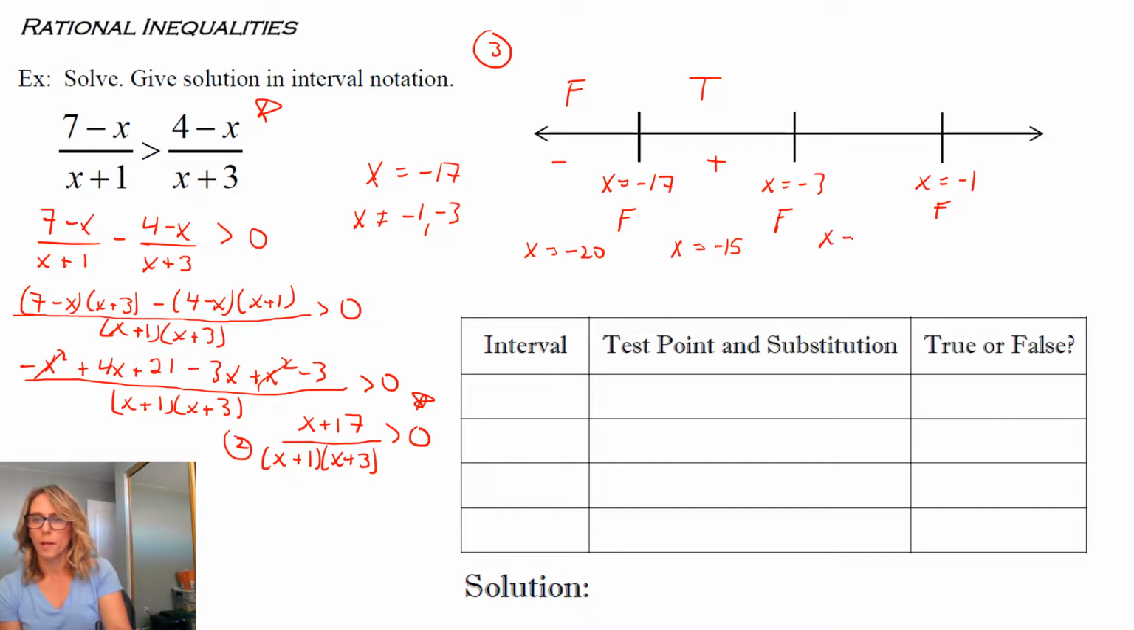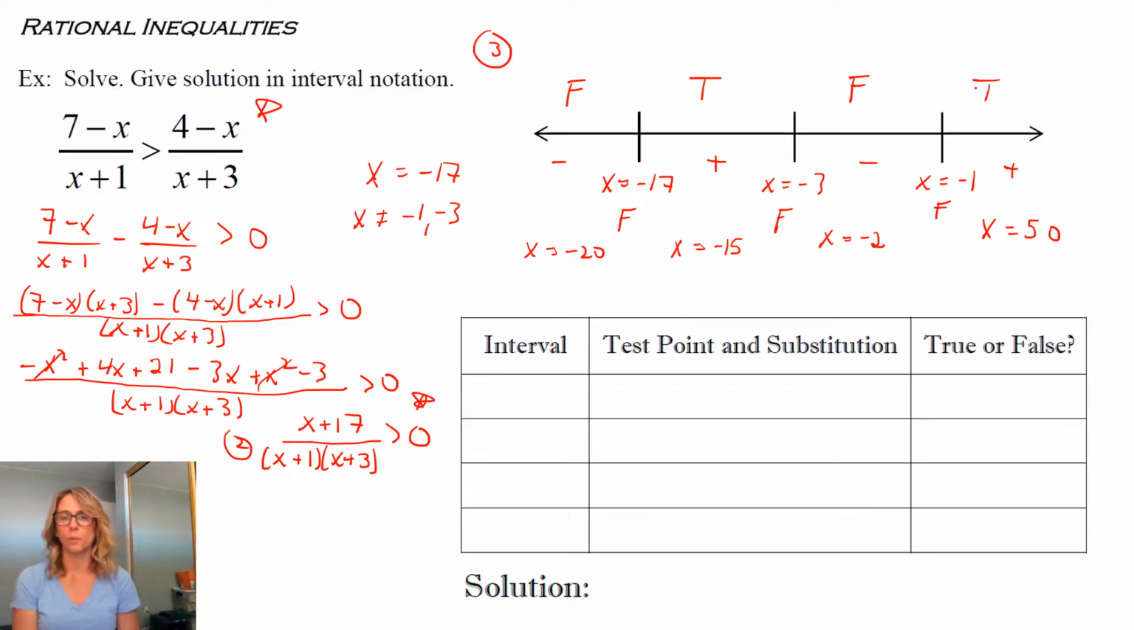Here, maybe I'll pick negative 2. When I plug that in, my numerator is positive. My denominator has a negative times a positive. That's going to be a positive divided by a negative, which is a negative. So that is false. That is not greater than 0. And something that's greater than 1, let's get crazy. I'll pick 50. My numerator is going to be positive. My denominator is going to be positive, positive. Everything's positive there. That is greater than 0. Positive numbers are greater than 0, and I have true.